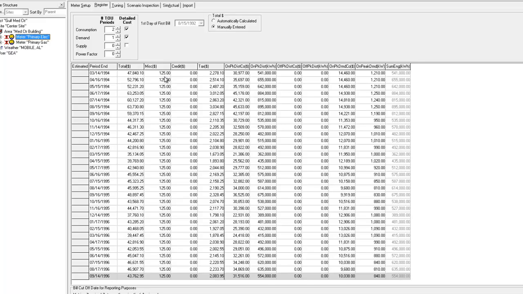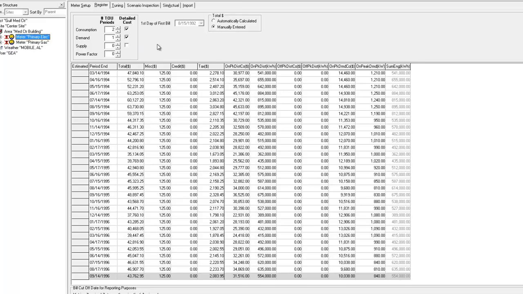The next is the miscellaneous column. It's where you'll be putting any customer charges or non-usage related costs. The next column is credit. It's where you'll be putting anything the utility company is giving back to you. You'll want that number to be negative if it's actually a credit towards your customer. Next up is tax. That one's fairly self-explanatory.